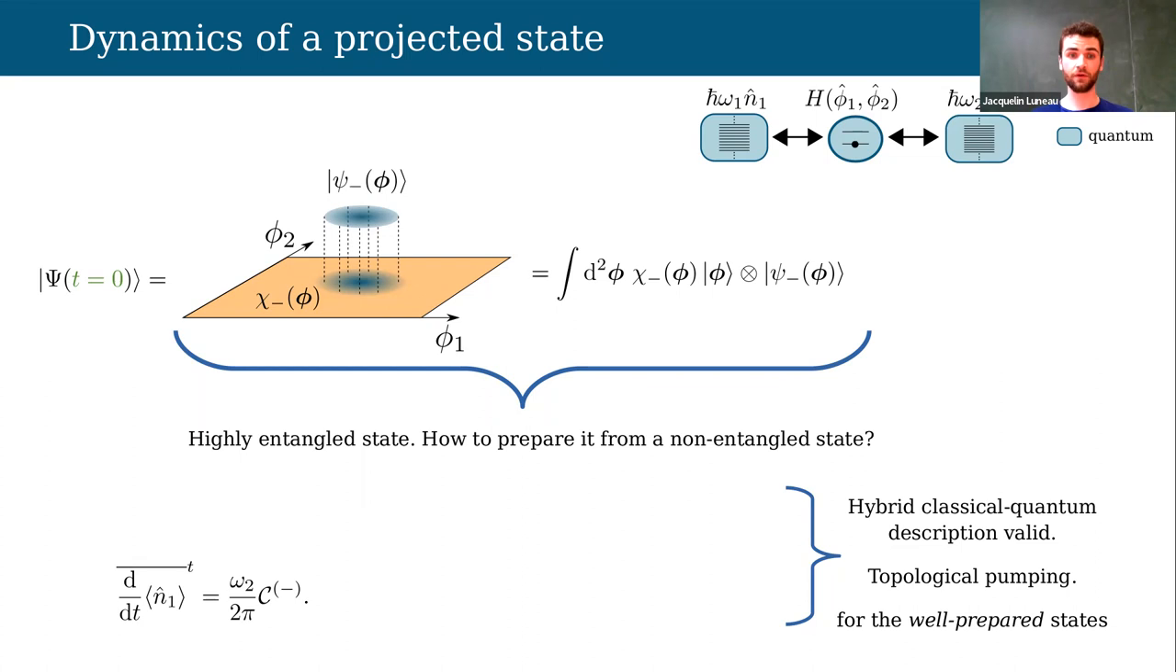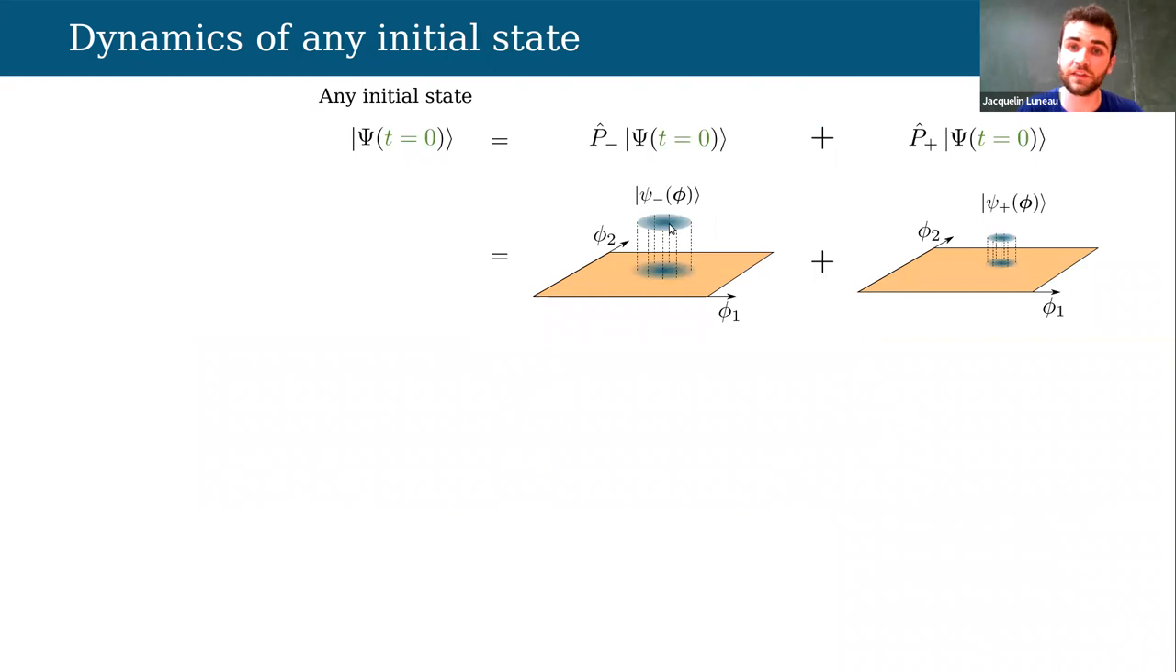So we have this very specific initial state, a very entangled state between the different degrees of freedom, for which the hybrid classical quantum description is valid and for which we see topological pumping. So how do we prepare them now? What was specific here was to have the quantum system in its ground state. But the quantum system can be either in its ground state or in its excited state for a two-level system. So what we just constructed is two families of states, characterized by two projectors P minus and P plus. And any initial state will be decomposed in these two families of states, associated to the ground state and associated to the excited state.